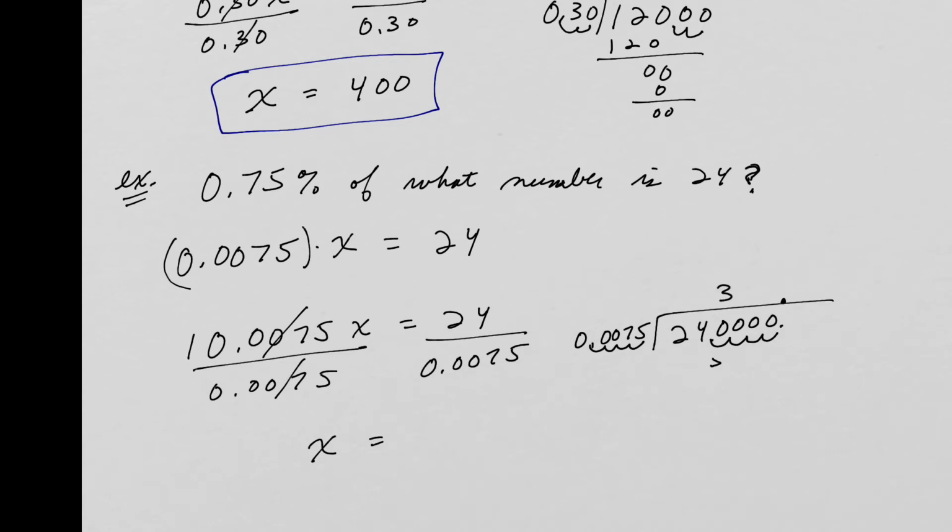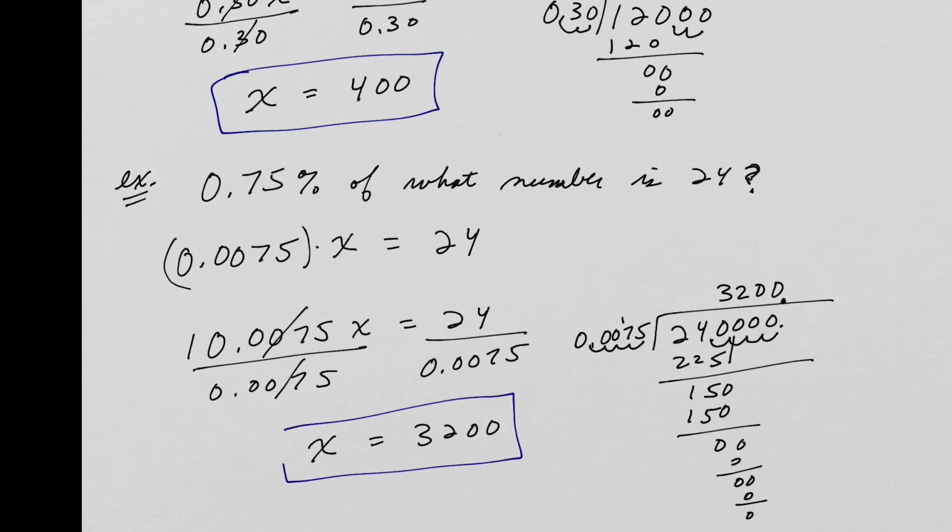So this will be 15, 1, 21, 22. I subtract, I'm going to get 15, bring down the next 0. 75 goes into 150 2 times. 2 times 75 is 150. Subtract, right? I have 0, bring down the next 0. 75 goes into 0, 0. I'm going to keep getting 0 here, and I need another 0 there. So x is equal to 3,200, right? 3,200. It makes sense it's a large number, right? Because 0.75% is a very small percentage. It's less than 1%. So 0.75% of 3,200 is 24. That sounds reasonable.